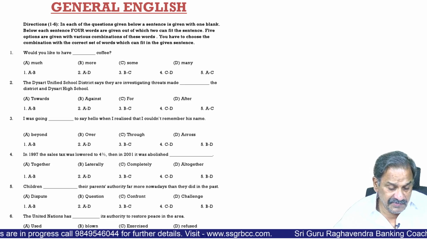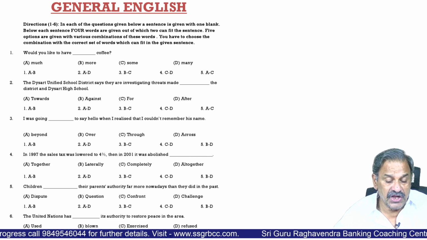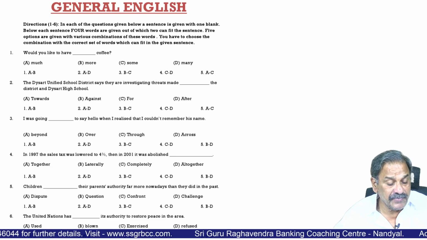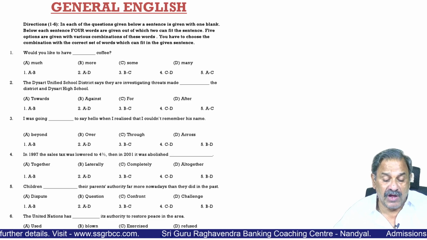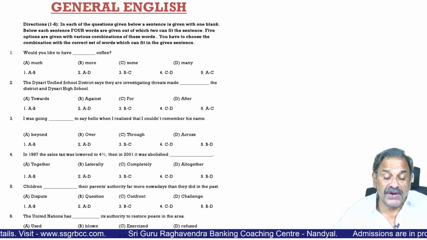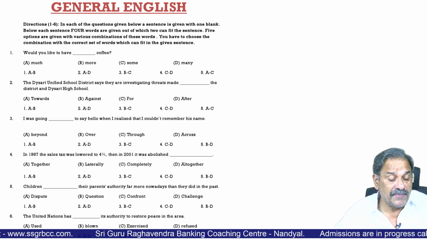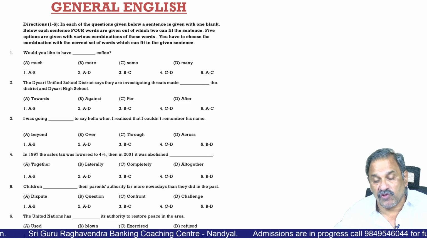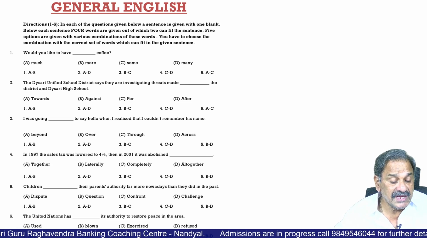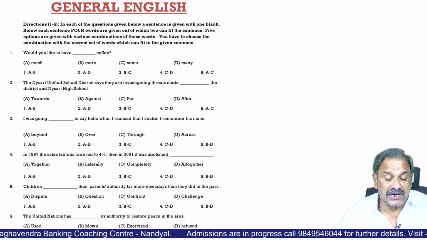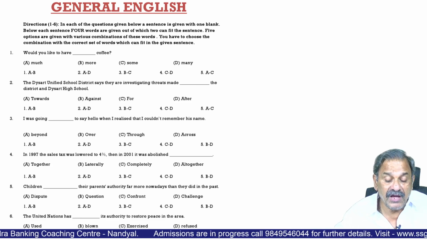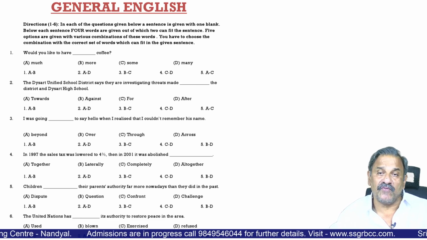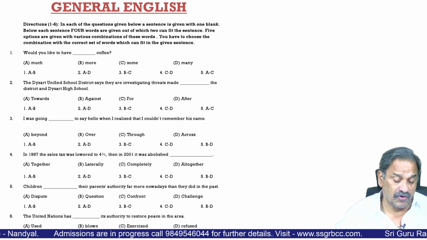Questions 1 to 6, fill in the blanks. In each of the questions given below, a sentence is given with one blank. Below each sentence, 4 words are given, out of which 2 can fit the sentence. 5 options are given with various combinations of these words. You have to choose the combination with the correct set of words which can fit in the given sentence. So you have to fill the gap by using 2 words.